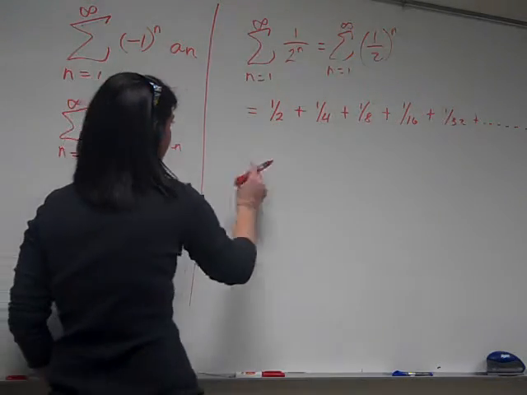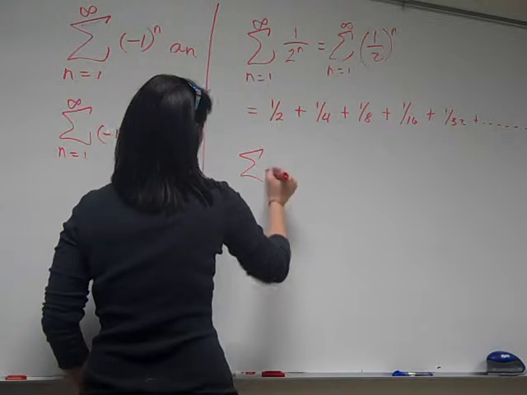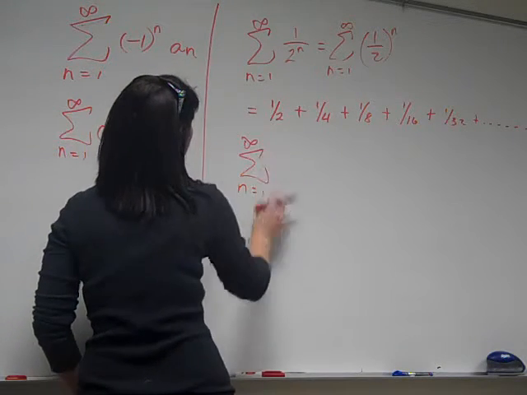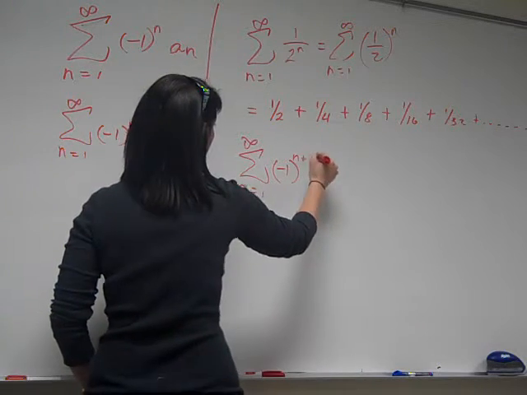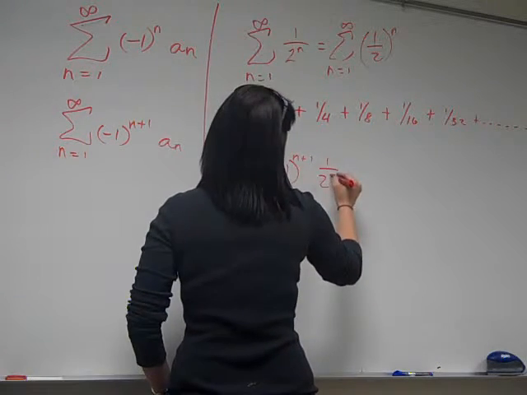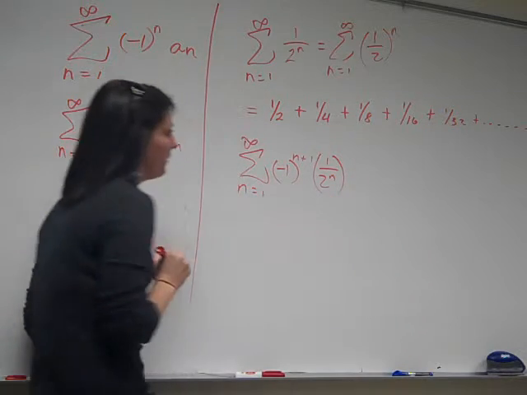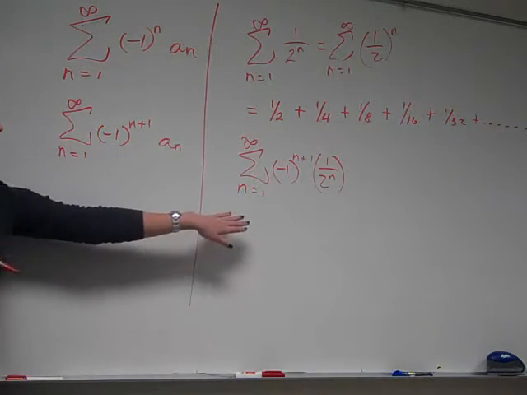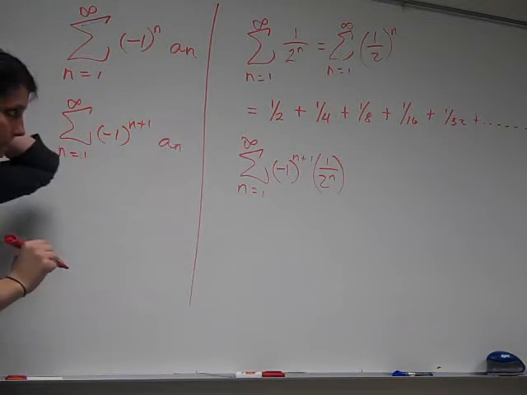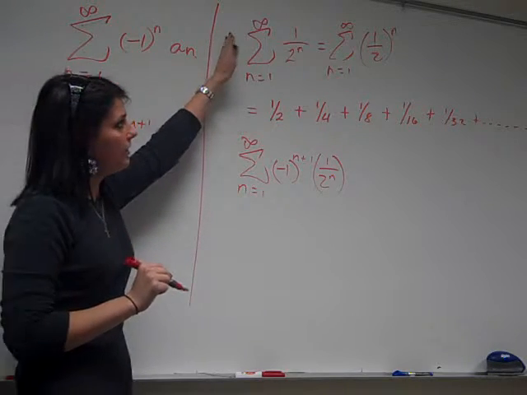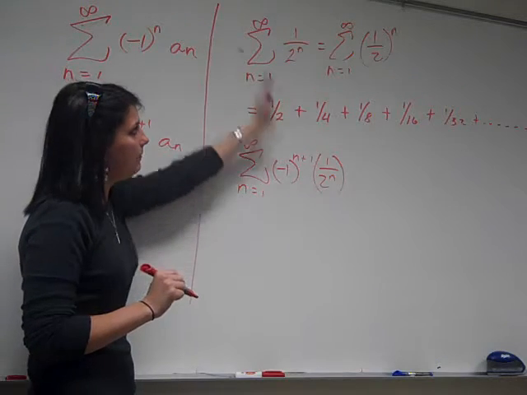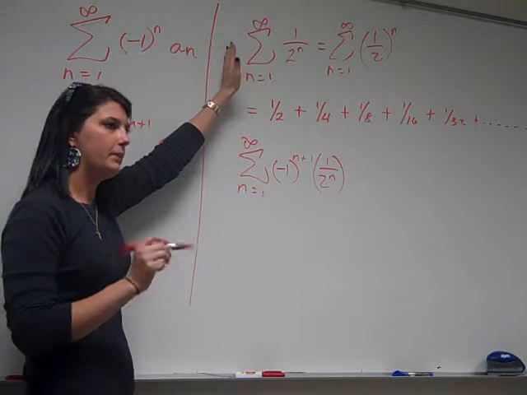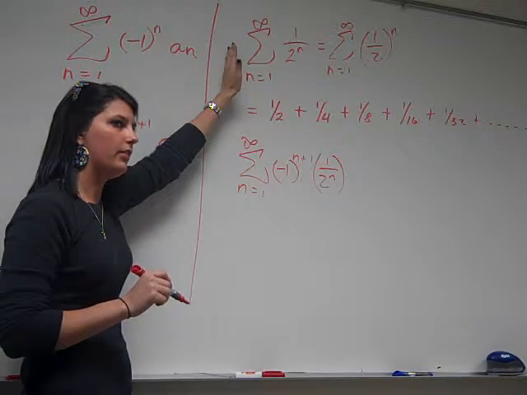Alright, so if I look at this as an alternating series, so let's say I have negative 1 to the n plus 1 times 1 over 2 to the n. So everybody agrees with me? It's a properly written alternating series. So what do you think? I know this one converges. What do you think about this series in comparison to this series? You think it's going to be bigger, smaller, converge, diverge? What do you think? Converges.